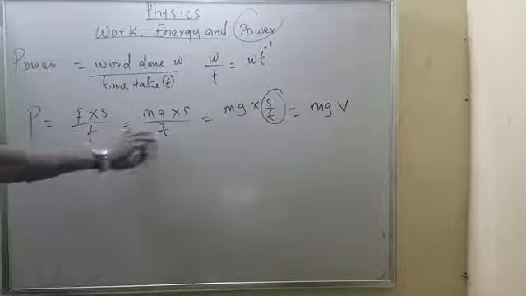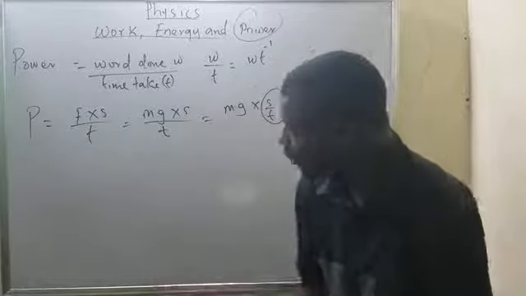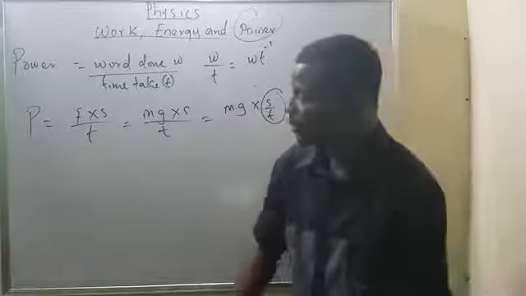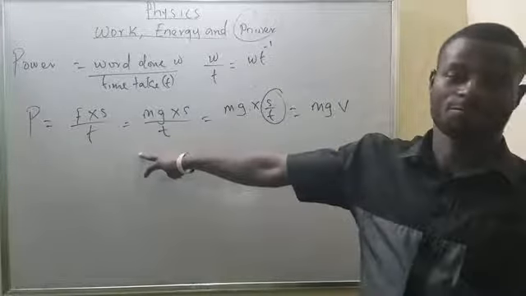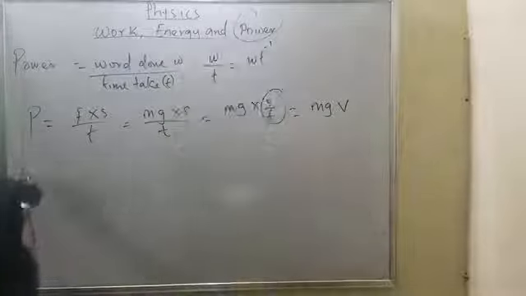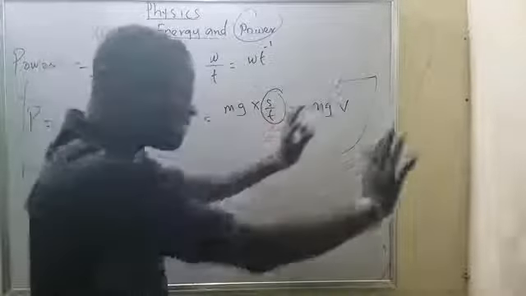Now, all this can happen. It means something can be missing. Maybe your force is missing, and you are given power, time, and distance. It means you can generate it with this. This is how power can come. Power can come in any form of this.